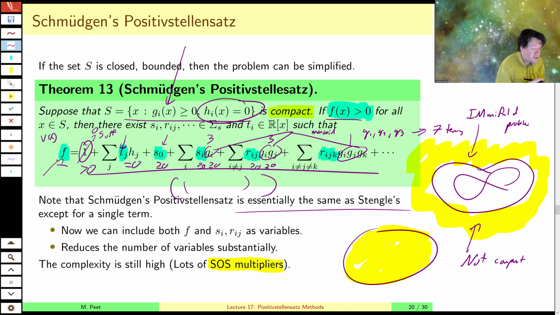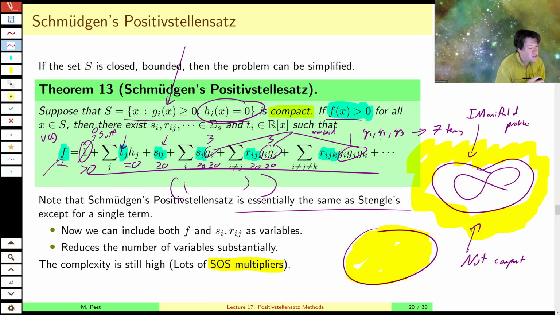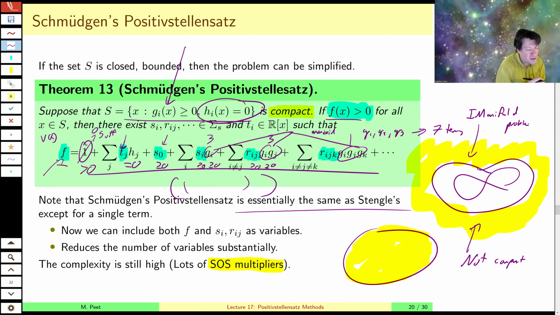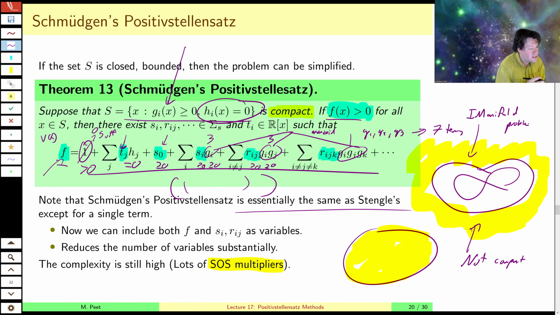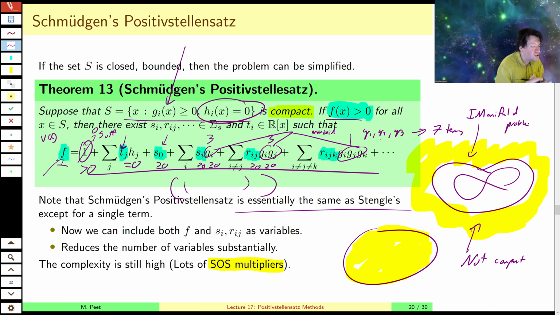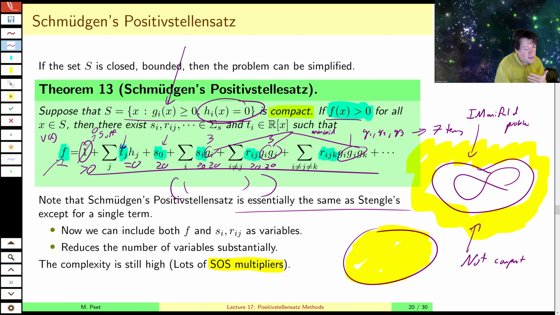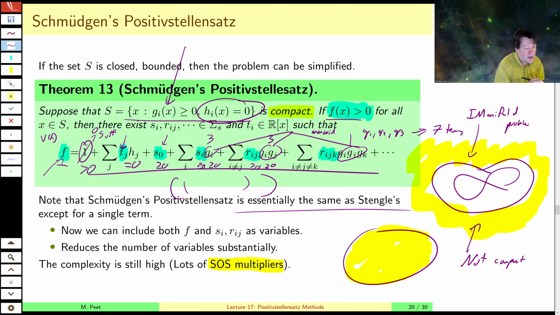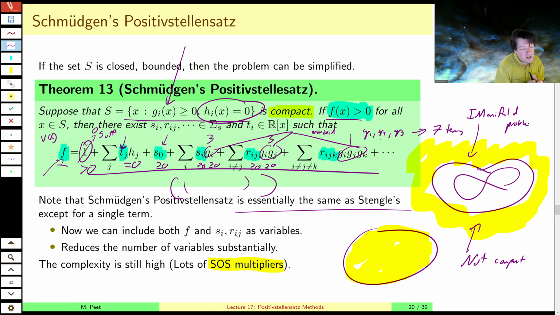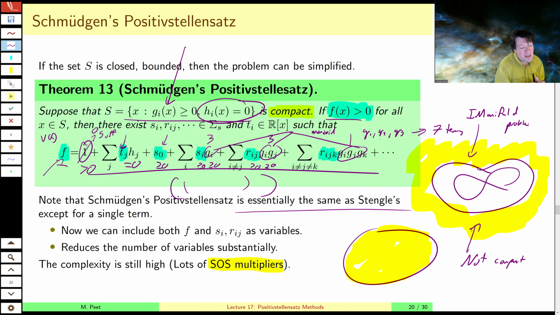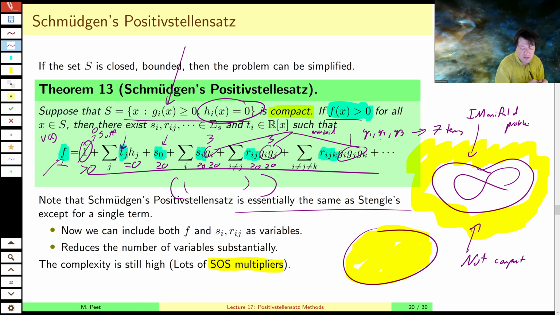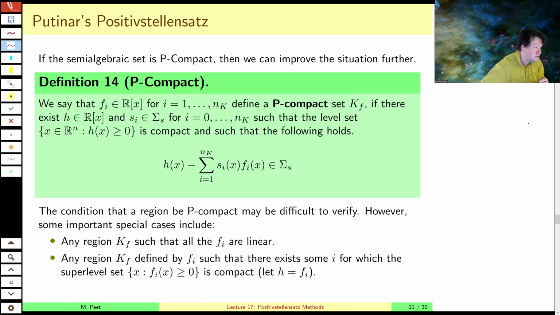Nonetheless, it does resolve the bilinearity for most problems, so local stability in particular is the important one. The complexity is still high, however, and hence we're going to move on to another Positivstellensatz. Schmudgen is probably not terribly useful because it's still complex and it requires compactness. So if you've got compactness anyway, then probably a better Positivstellensatz is the next one, which is Putinar's Positivstellensatz.